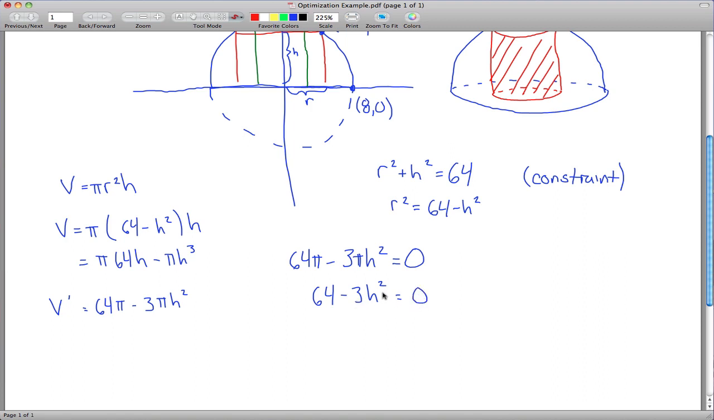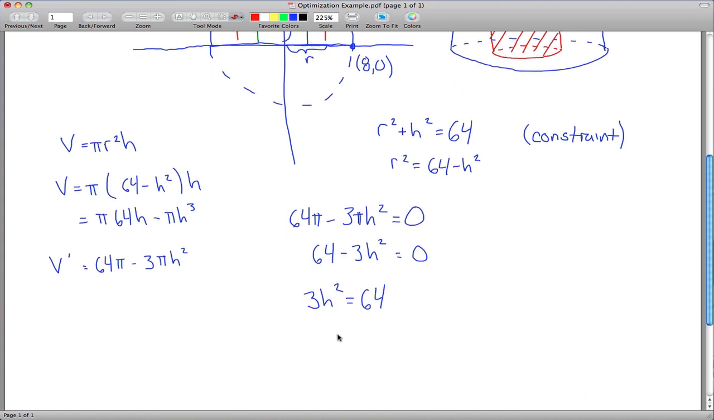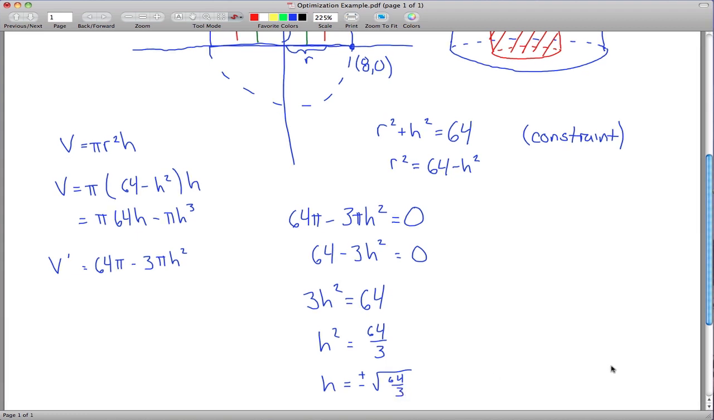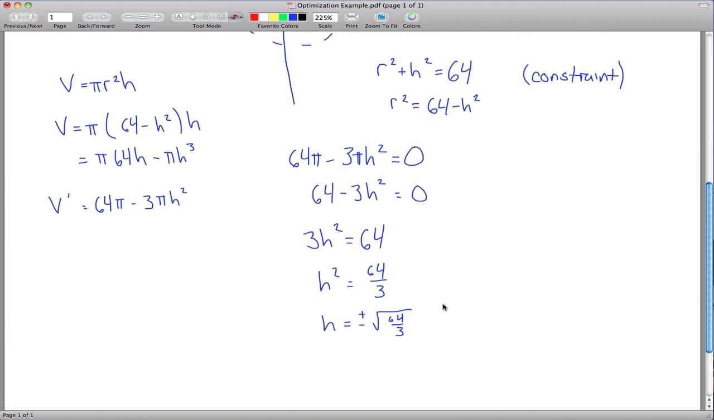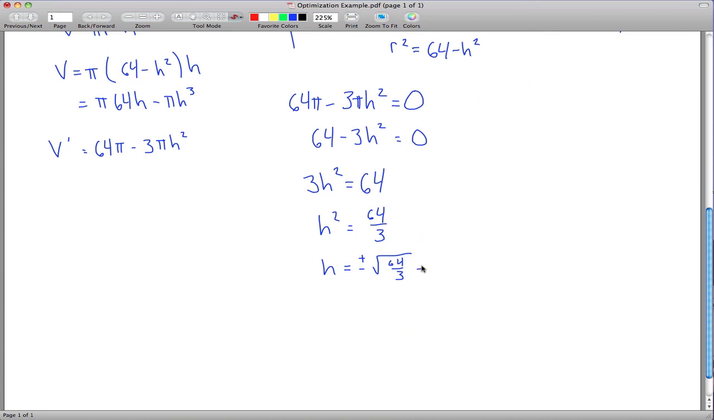And then to solve for h, let's add 3h squared to the other side, and we get 3h squared equals 64. So therefore, h squared is 64 thirds. So h is equal to plus or minus the square root of 64 thirds. But we don't want our height to be negative, so we can ignore the negative solution here and just call our height the square root of 64 over 3.